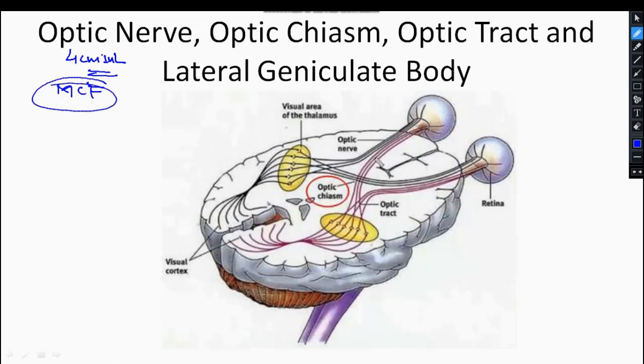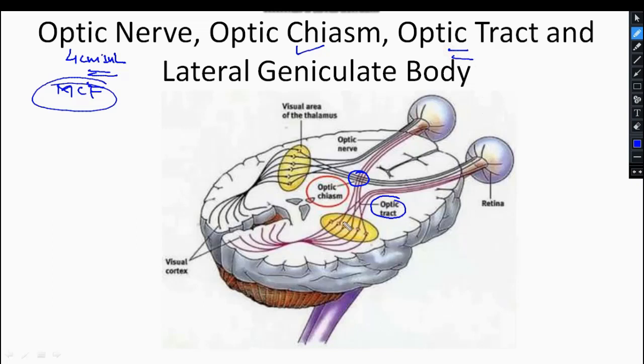A few of the fibers in this optic nerve move to the contralateral side. You can see this from both the left side as well as the right side, so it means they decussate here. This is the point of decussation, and this point is known as the optic chiasma. The fibers that crossed to the other side, the contralateral side, and the fibers of the ipsilateral side together form this optic tract.